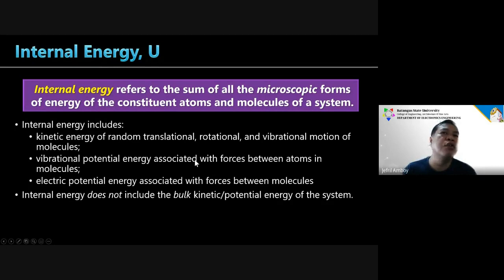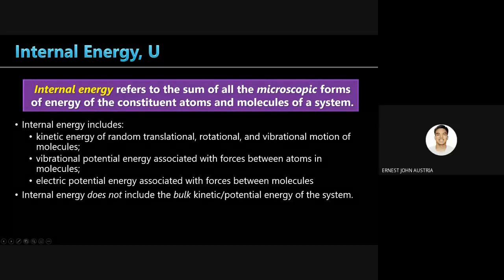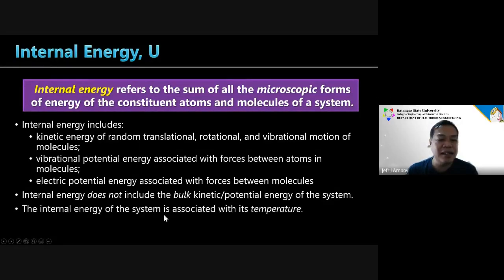Sir, may nabanggit ka pa kanina na ano? Thermal energy. Yun bang thermal energy at saka internal energy ay related? Actually, yes. No? Minsan, yung ibang mga references, ang tawag nila sa internal energy, tinatawag din nila na thermal energy. No? However, the distinction is that thermal energy only involves the kinetic energy of atoms and molecules. But internal energy also involves potential energy, not only the kinetic. So, we can think of internal energy as a larger set, no? A part of the internal energy is the thermal energy. Naiintindihan po ba? Yes po, sir. Yes po. Tandaan ha, this internal energy is associated with the temperature of the system.